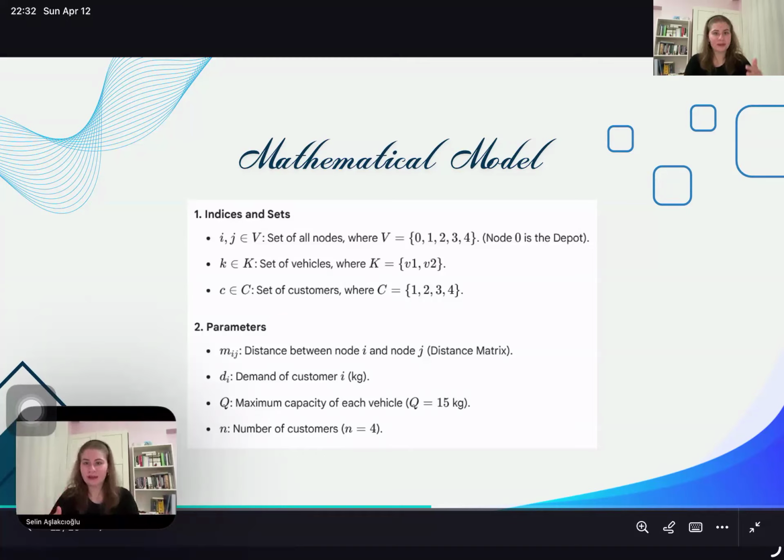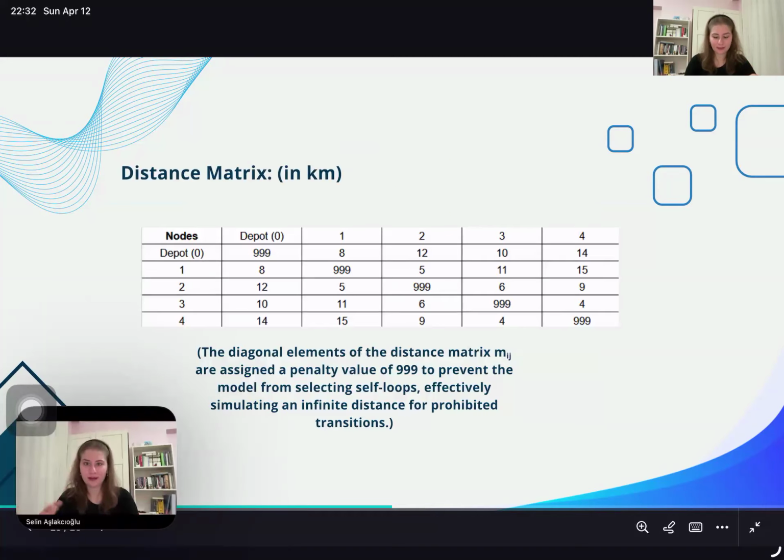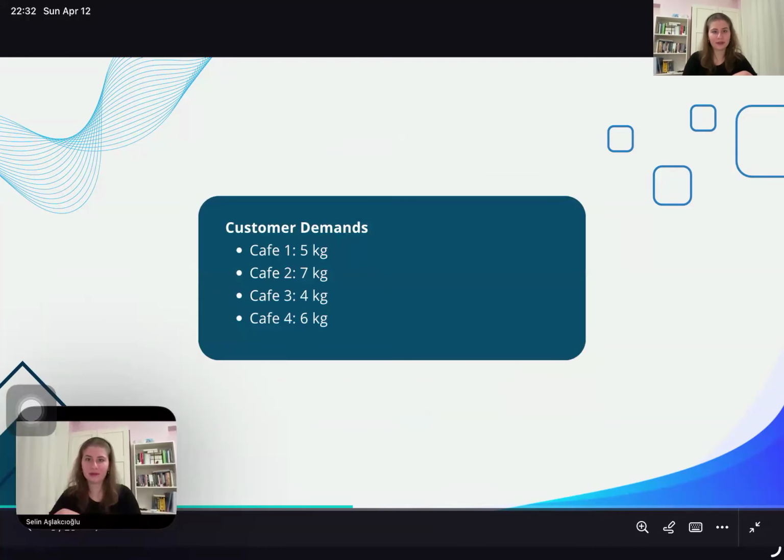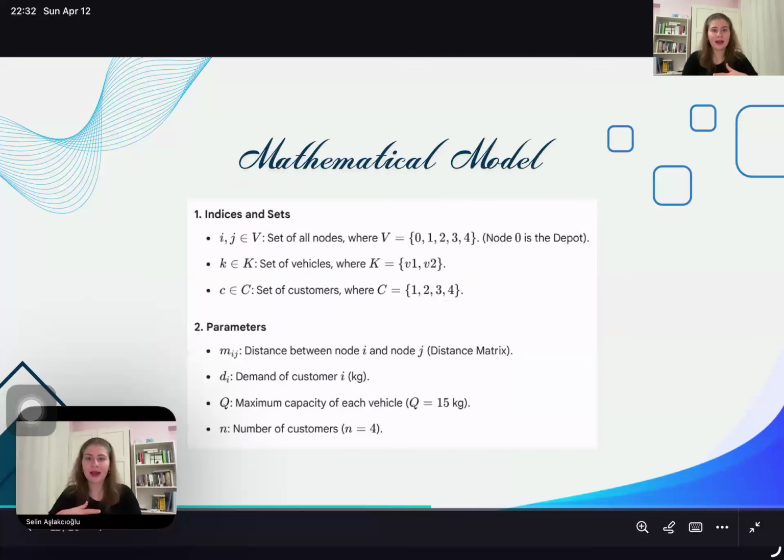Let's talk about parameters. M_ij is the distance between node i and node j, as can be seen in the distance matrix here. And d_i is the demand of customer i in kilograms here again. Q is the maximum capacity of each vehicle. In this specific problem, it's 15 kilograms. And N is again the number of customers.